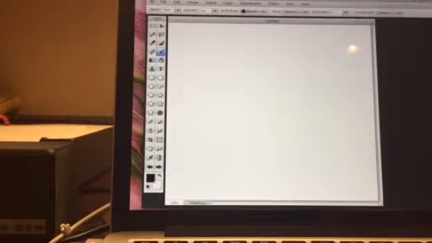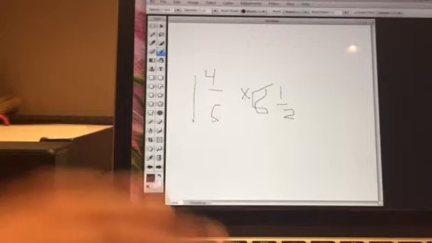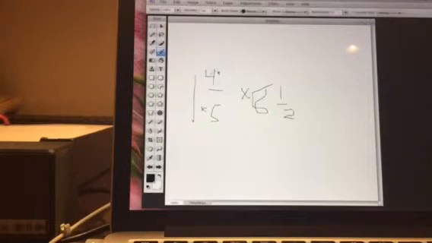Now for multiplying. This is where it gets really easy. So let's do 1 and 4/5 times 8 and a half. So we're gonna do the same thing that we did. 1 times 5 is 5, plus 4 is 9. So we have 9/5. And then we have 8 times 2, which is 16, plus 1 is 17.